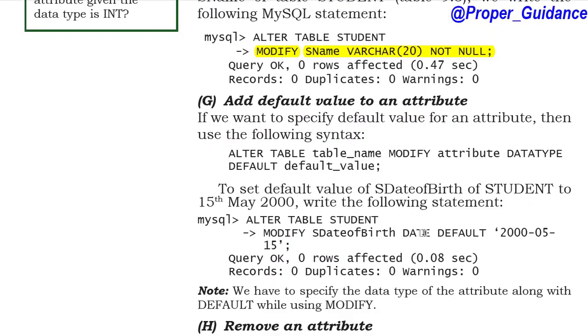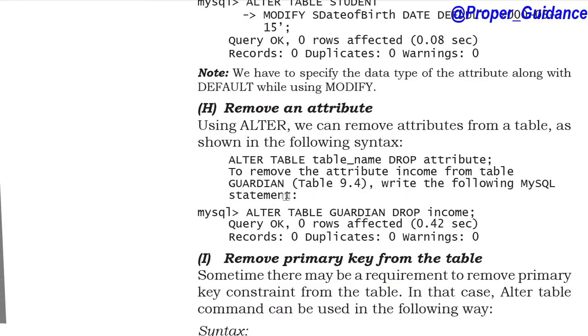Okay. Add default value to an attribute. Alter table, table name, modify attribute data type default, default value. This is the way to write. Remove, just remove this one. To remove the attribute income from table guardian, write the following, this thing.